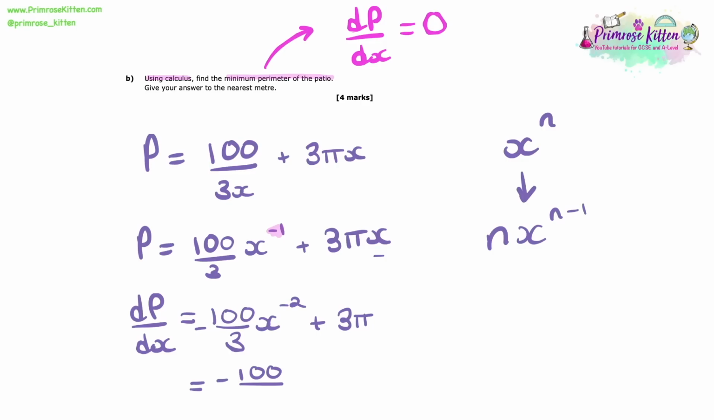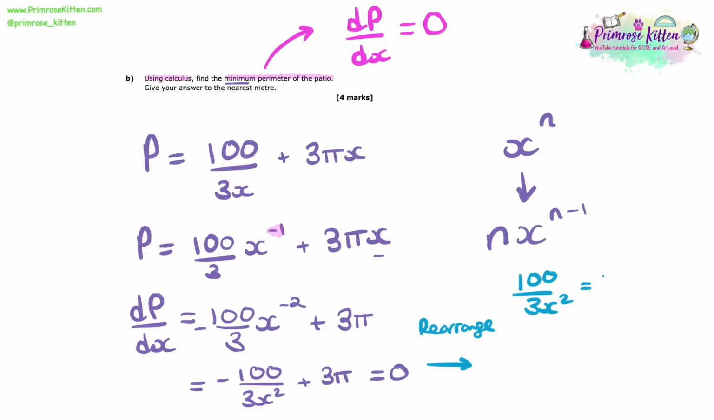So now we've done that, we can remember we're looking at a minimum. And in a minimum, this differential is equal to 0. So here we've got minus 100 over 3x squared plus 3 pi is equal to 0. You'll notice I've rewritten that negative power back as a fraction, just because I think algebraically it's easier to use. So rearranging this now, let's chip away at it. I'm going to say that 100 over 3x squared is now equal to the 3 pi.